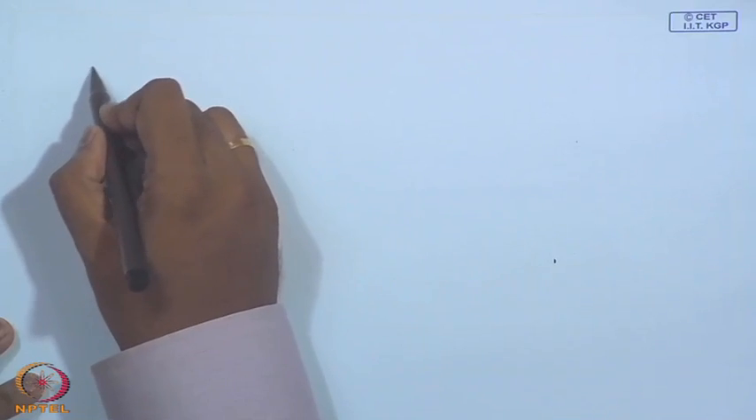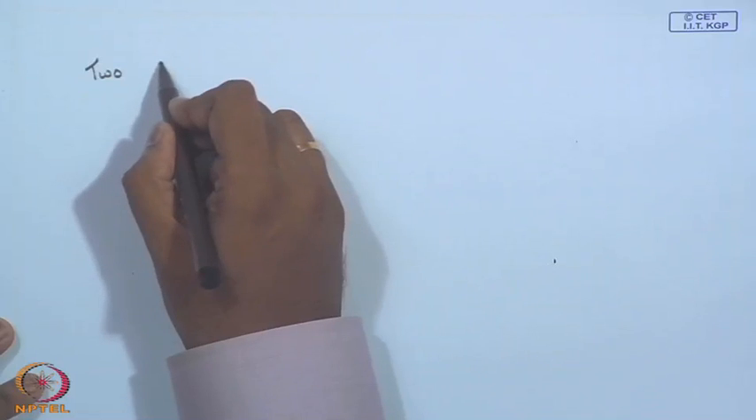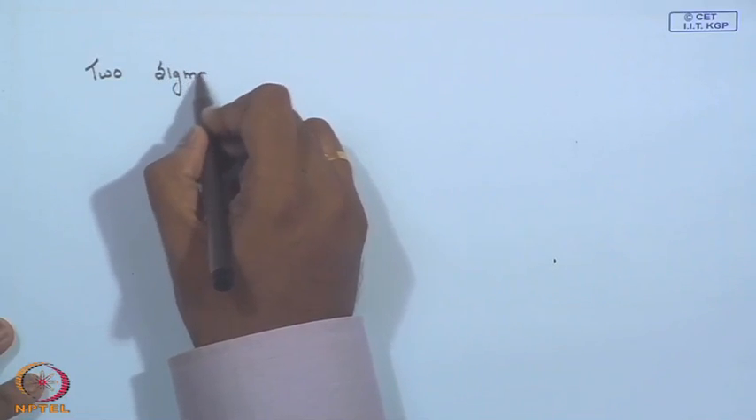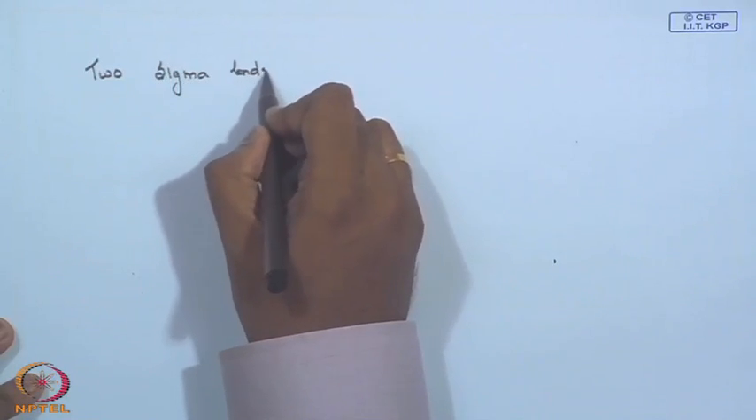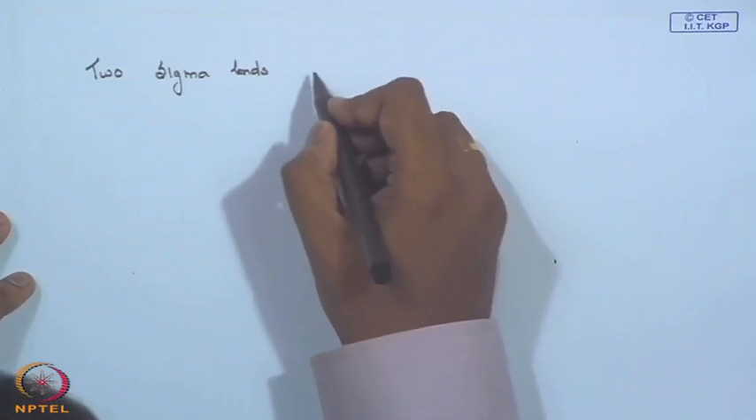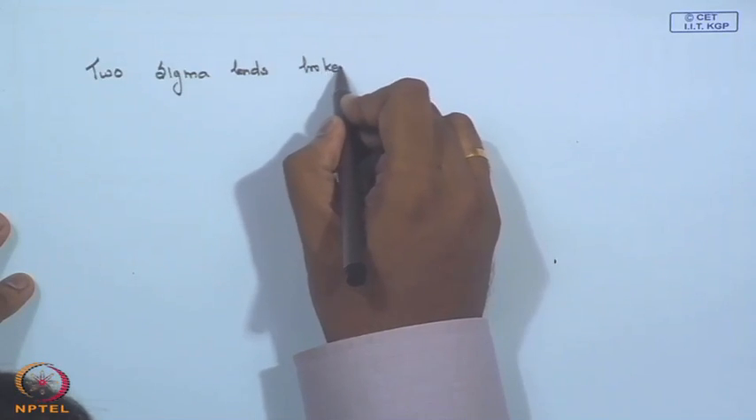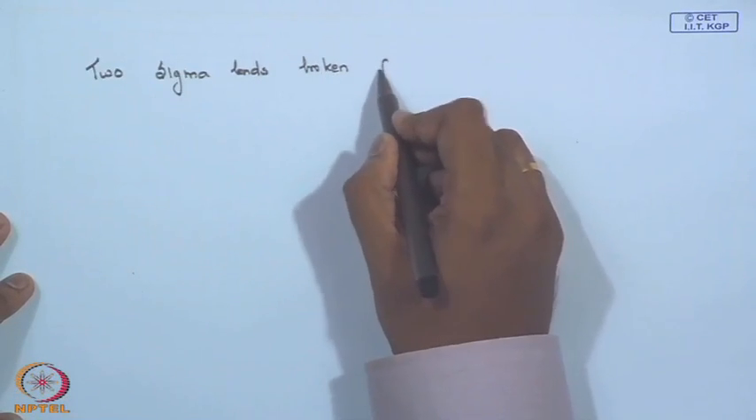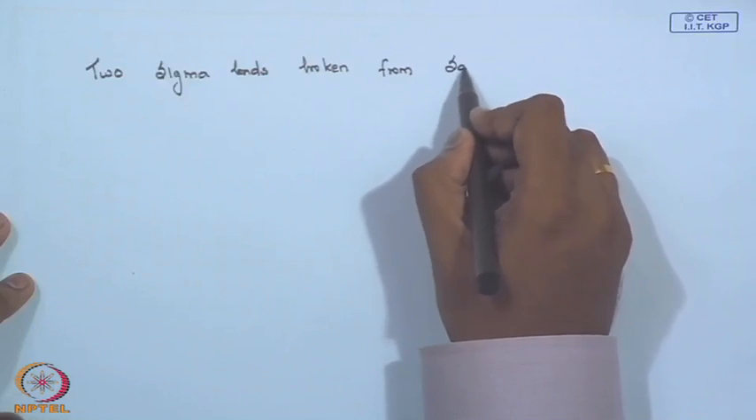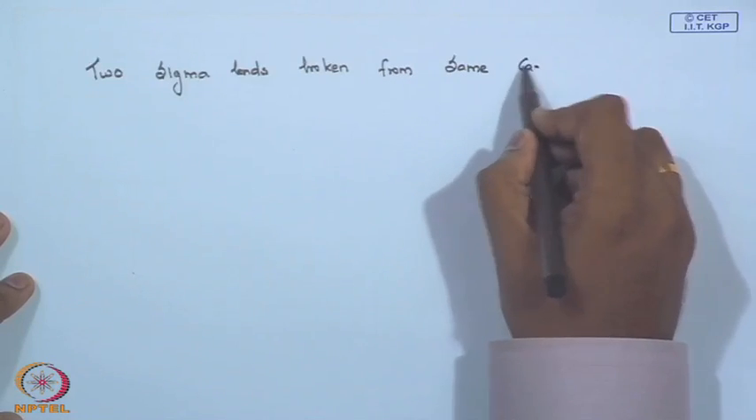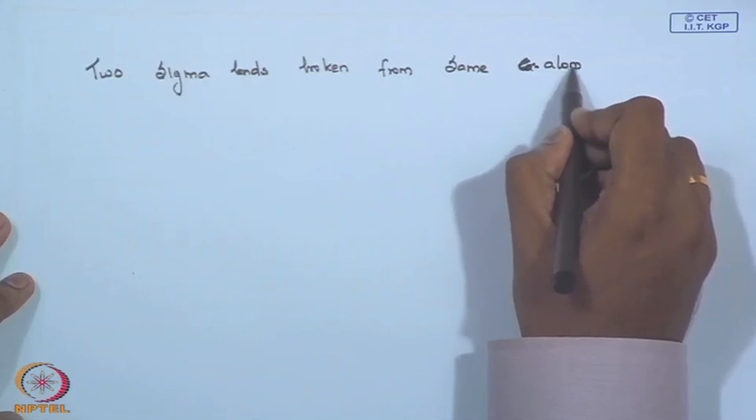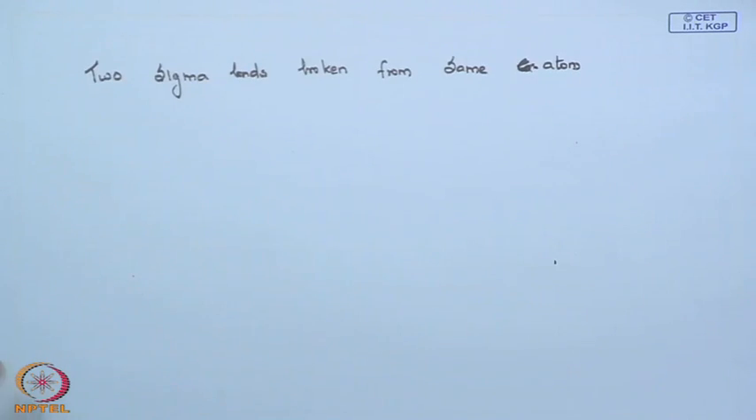In a cycloreversion reaction, two sigma bonds are broken from the same carbon atom, because your definition has 'same atom' there. It can be either two sigma bonds formed on the same atom or two sigma bonds broken from the same atom. So, we will see some examples of this.